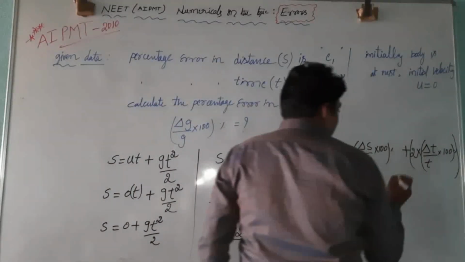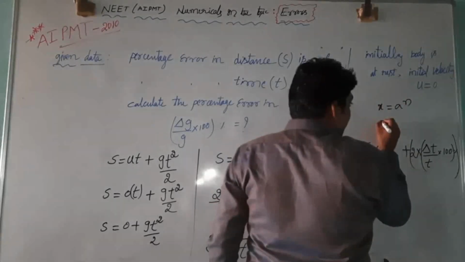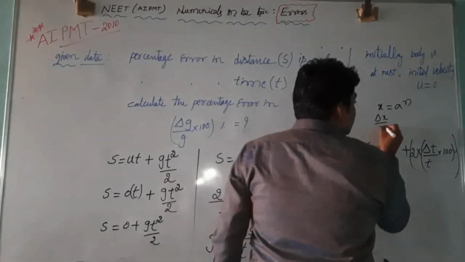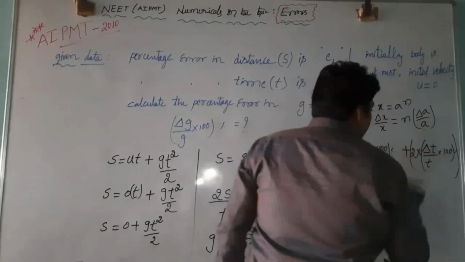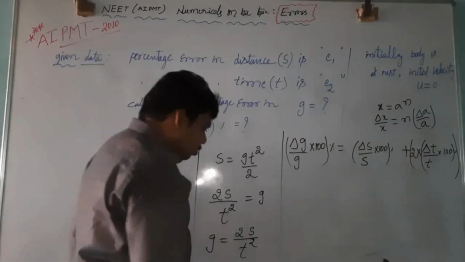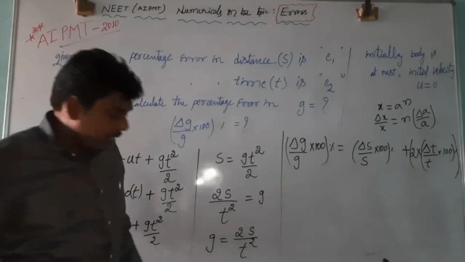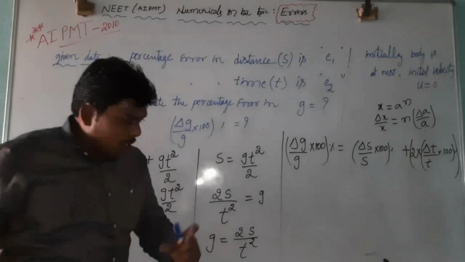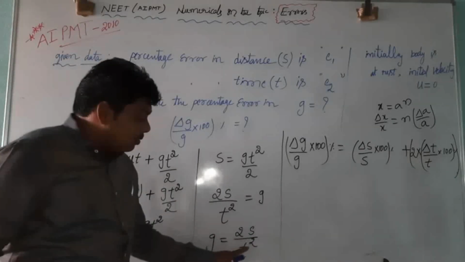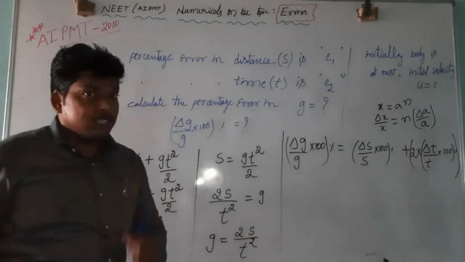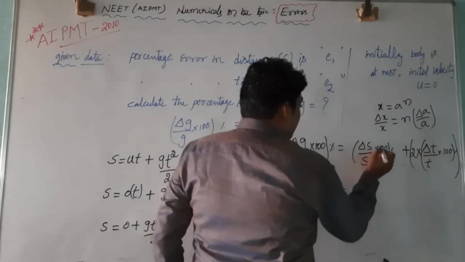Why? Because x is equals to a to the power n. What is the formula? Delta x by x is equals to n into delta a by a. In the previous one also I have explained. But you may think whatever the proportionality constant values are, we should not consider them. But we can consider the values which are in the powers of the physical quantities. So we should not write 2 here. Delta S by S into 100 percentage.